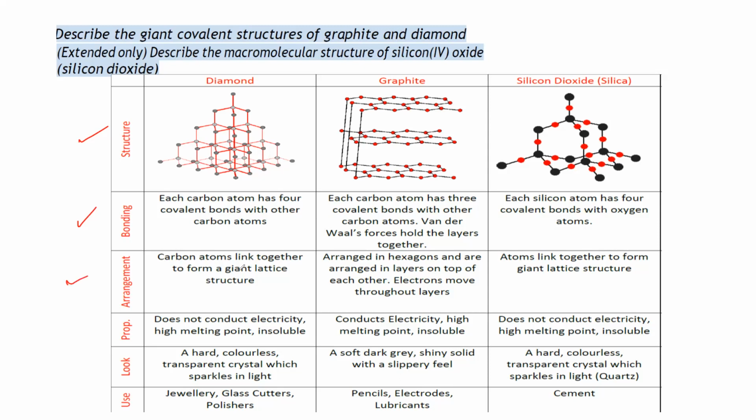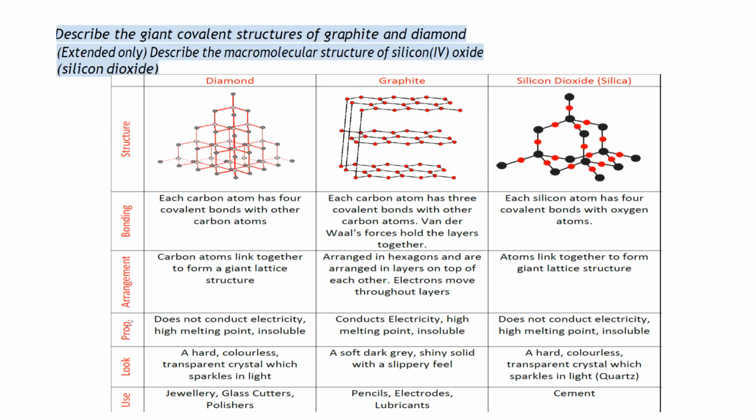And how are they arranged? Their carbon atoms are linked together to form a giant structure. Hexagons are there, rings are there, and one layer is over the other layer. And in silicon dioxide, or sand, it's also a giant structure which is linked together by covalent bonding.